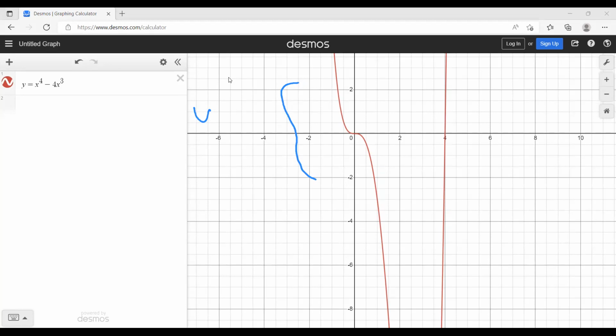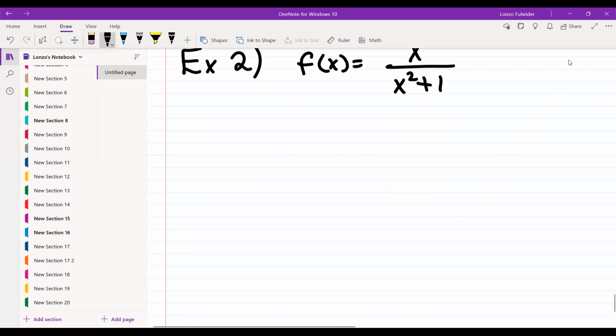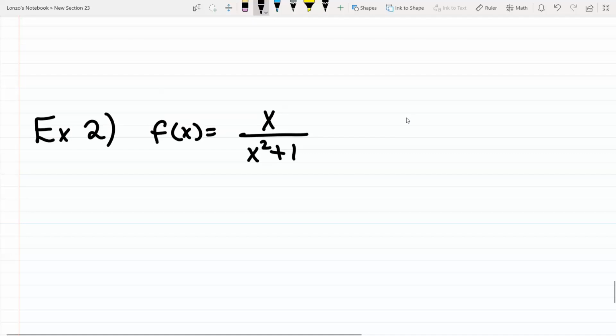Okay, now let's go back to the last example. So example 2, this is a rational function. And this one's a little bit more work when taking the second derivative because you do have to use the quotient rule. So let's first find the first derivative. The quotient rule is, if you forget, f prime of g minus g prime of f, all over g squared. So what would be my f?